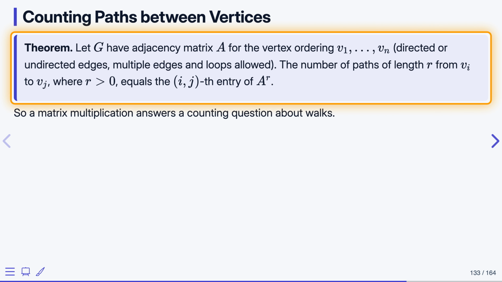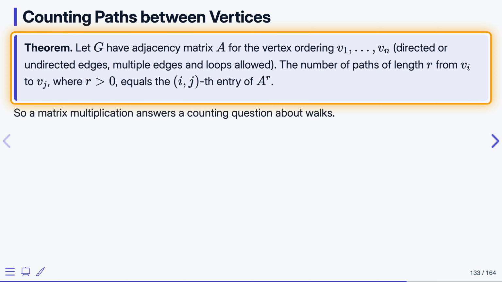A clever result now. The adjacency matrix can count paths for us. The theorem says this. Take the adjacency matrix A, raise it to the power R, then the entry in row I and column J of A to the power R is the number of paths of length R from vertex I to vertex J. Notice how general it is.